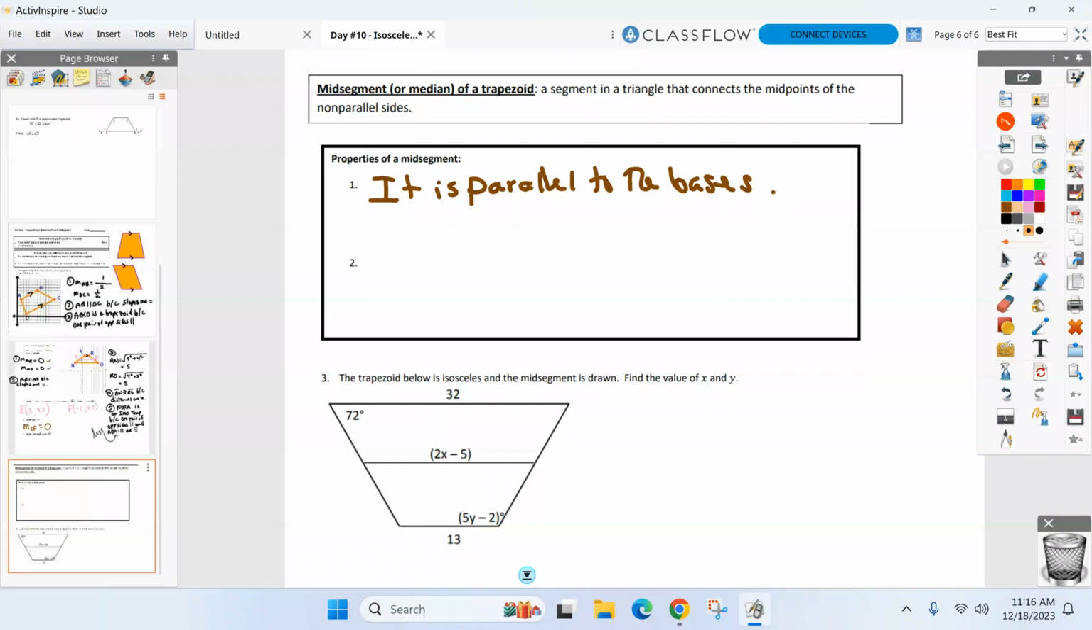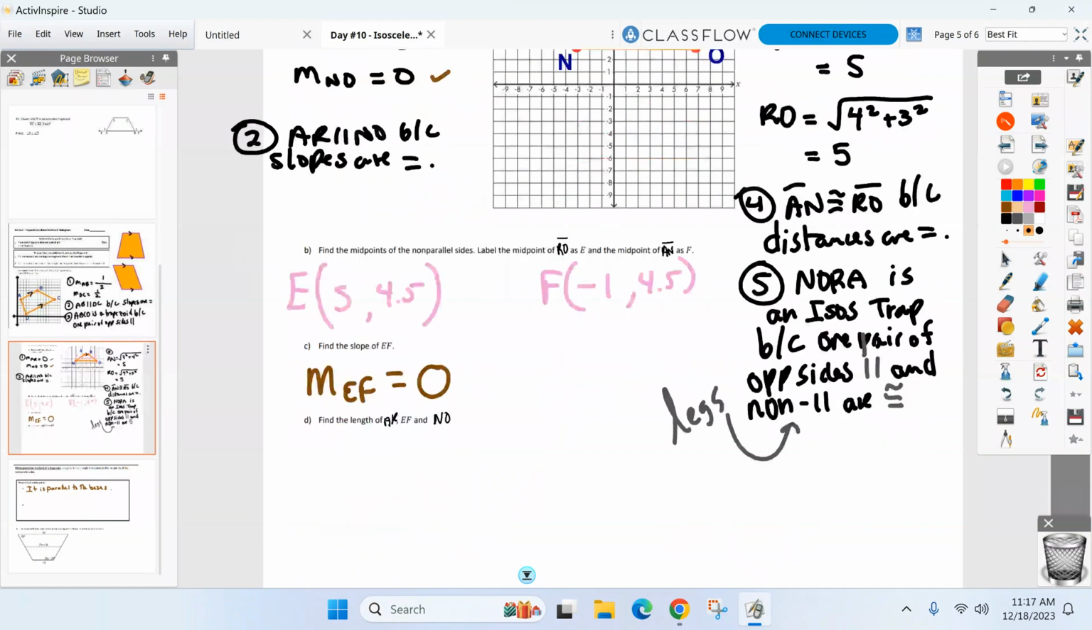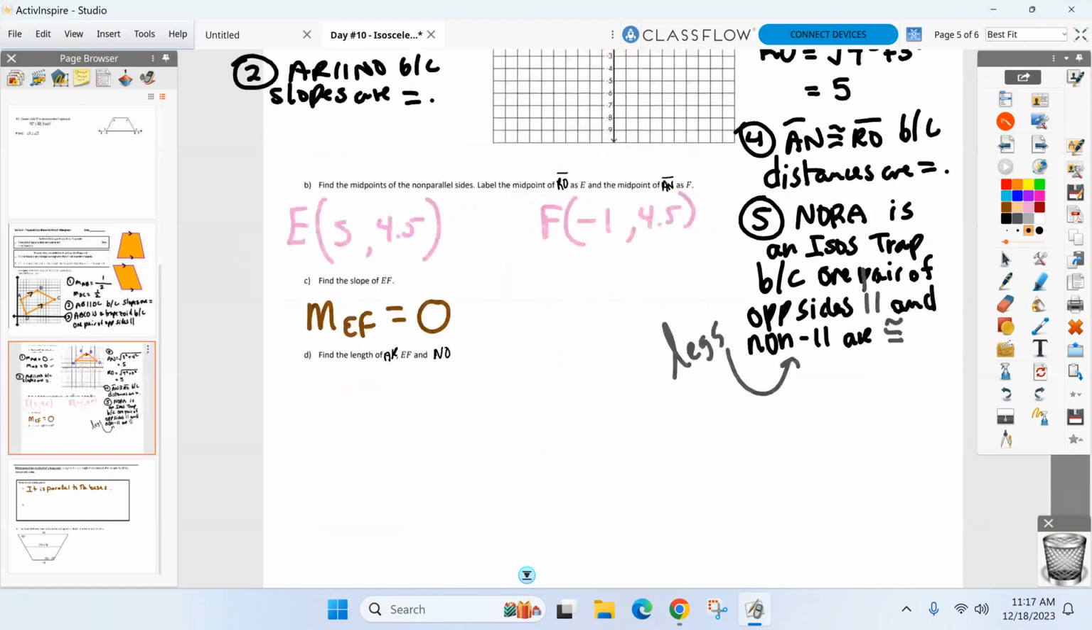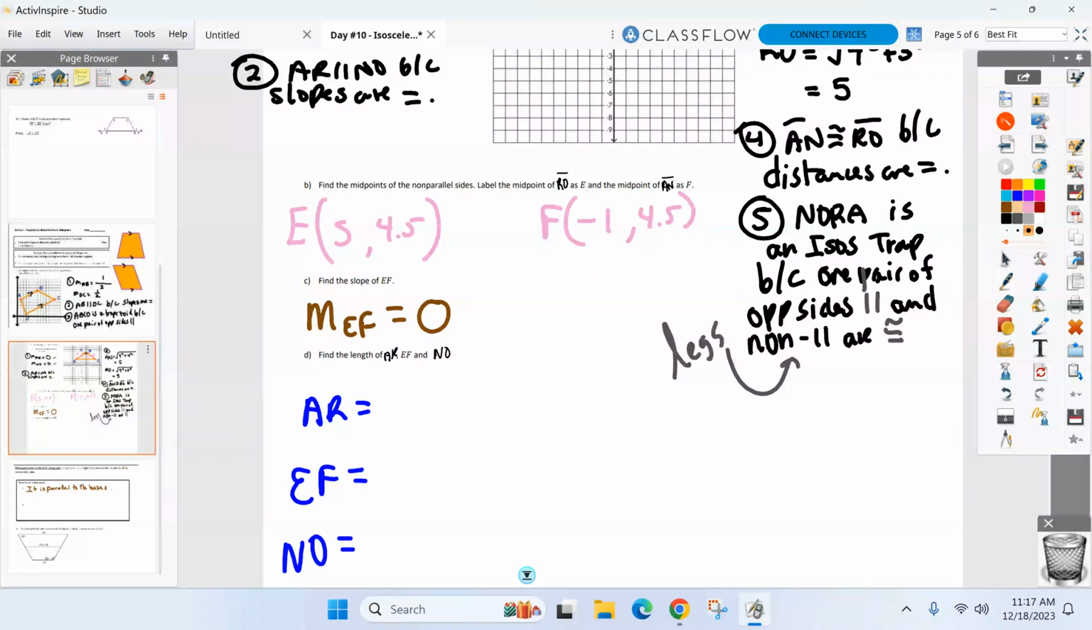Property number 2, let's go back now. You guys can help me find property number 2, the last question, part D. Please find the length of all three of those now, the bases and the mid-segment. So find the length of AR, find the length of EF, and find the length of NO. And hopefully you don't need to use distance formula if you know how to count. All right, I do not need a distance formula here.